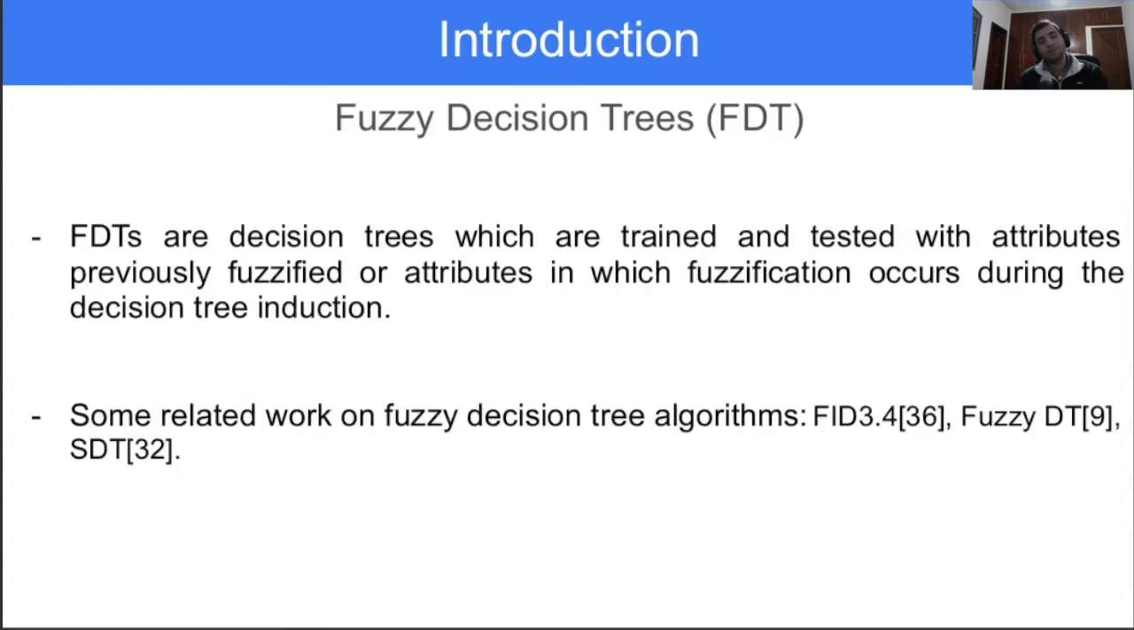Well, and we have the fuzzy decision trees, which are basically decision trees trained and tested with attributes previously fuzzified, or attributes in which fuzzification occurs during the decision tree induction. Some related works on fuzzy decision tree algorithms are the FDT, the FUZZ-IEEE, and the SDT.